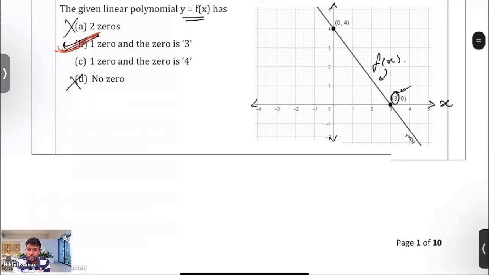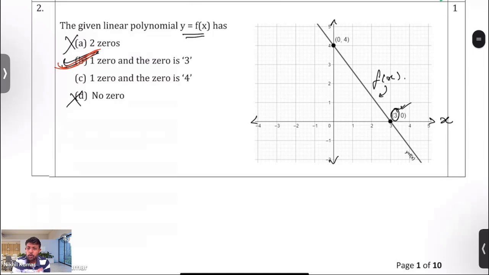I'll let you quickly revise the concept of a zero of a polynomial. What is the zero of a polynomial? It is that value of x which makes the value of y to be 0. If we consider the polynomial to be y or f of x, the zero of f of x is that value of x which makes f of x equal to 0. You can go back and revise the way you've learned in schools. But yeah, this is the solution.